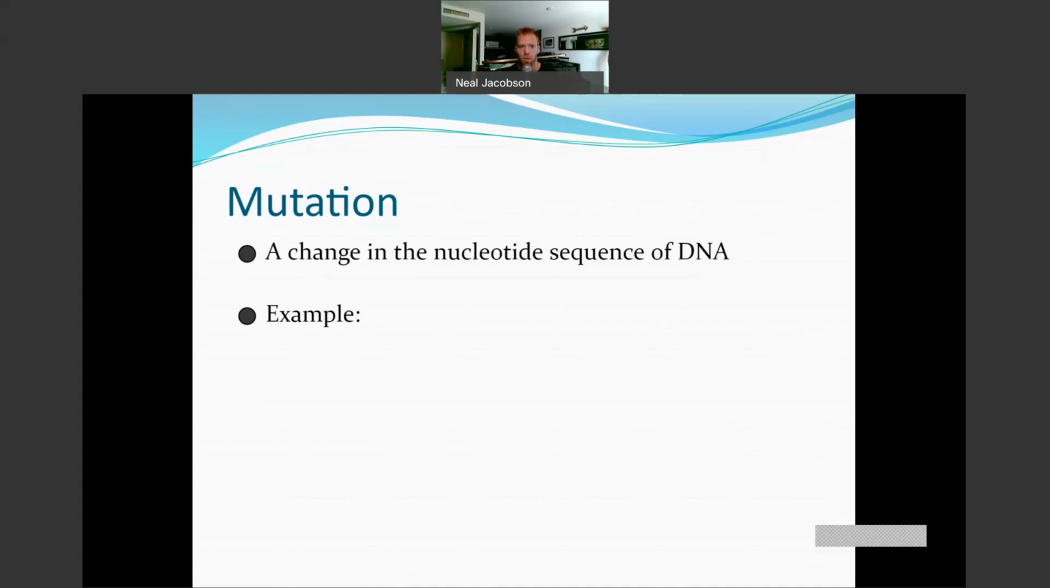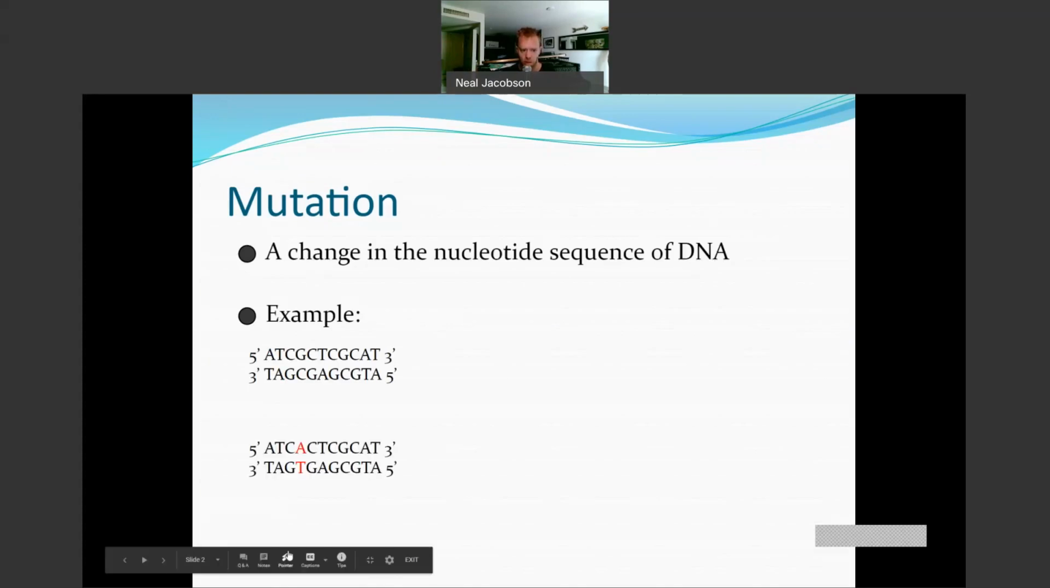Let me give you an example here. Let's just take a small strand of DNA. It doesn't matter which side is the template, and it doesn't matter which side is the antisense or sense. None of that matters. But what I want to show you is that if there's a change in the nucleotide sequence, let me grab my pointer. In this particular case, this base pair, C and G, was changed to the base pair A and T.